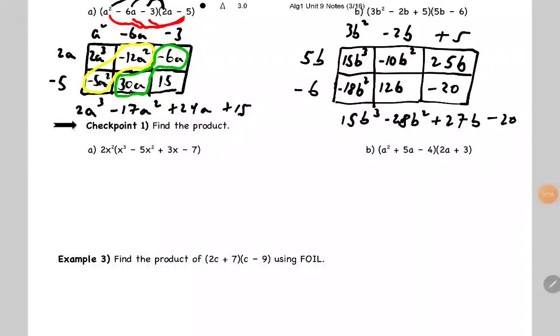Okay. Checkpoint 1. Find the product. So I'm just distributing everything here. 2x squared times x cubed is 2x to the 5th. 2 times negative 5 is negative 10. X squared times x squared is x to the 4th. 2 times 3 is 6. X squared times x is x cubed. 2 times negative 7 is negative 14. And then we have x squared.